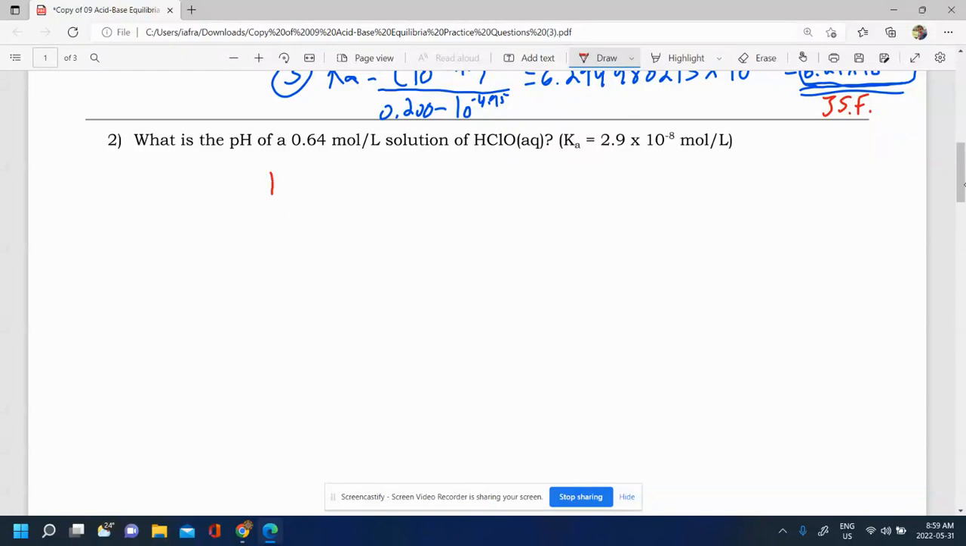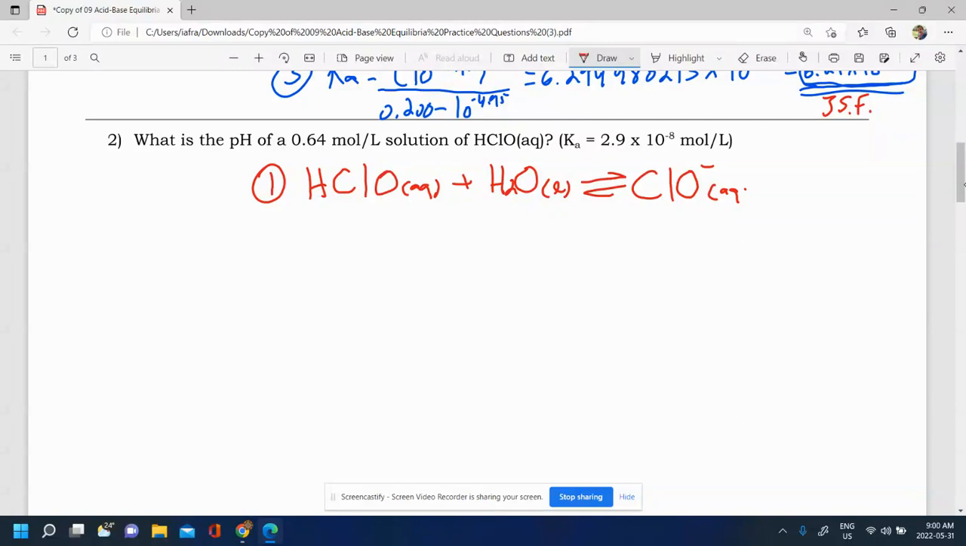So let's start off by making our equation for the weak acid, HClO aqueous. We're going to make it react with water, which is liquid. We're going to put our double arrow because it's a weak acid. We're going to get ClO minus because we gave away an H. And we're going to get H3O plus because that one received an H. And so our goal is to find the concentration of H3O plus, but again, we need to make an ice table because it's not 100% ionization.